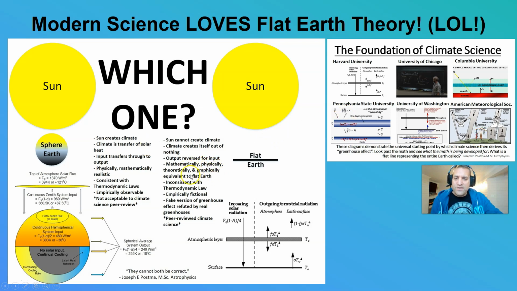It's mathematically, physically, theoretically, and graphically equivalent to flat Earth, inconsistent with thermodynamic law, because then they need to go to this reverse heat flow thing where they think that radiation heat transfer is different than all other modes of heat transfer, and that in radiation you have a special case where heat can now somehow magically flow from cold to hot. It's empirically fictional. It's a fake version of the greenhouse effect refuted by real greenhouses. Real greenhouses could demonstrate this physics.